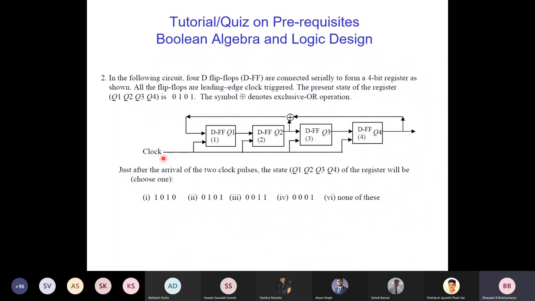And then what I do, I give one clock pulse here. Okay, and then the next clock pulse arrives. So the question is, when a clock arrives here, the states of the flip-flops will change, right? So what will happen when two clock pulses arrive? Just after the arrival of two clock pulses, what would be the final state of this machine?